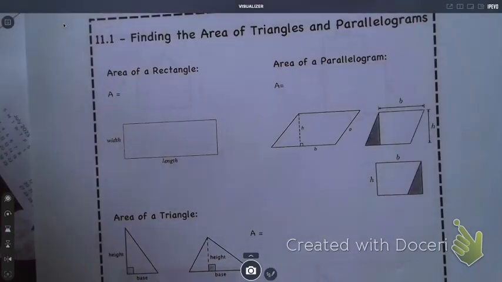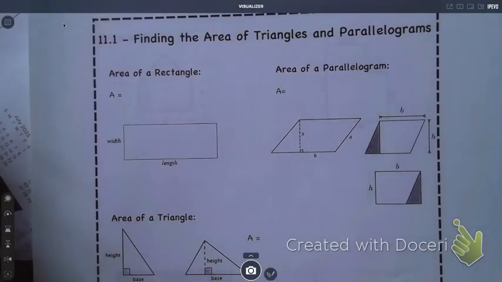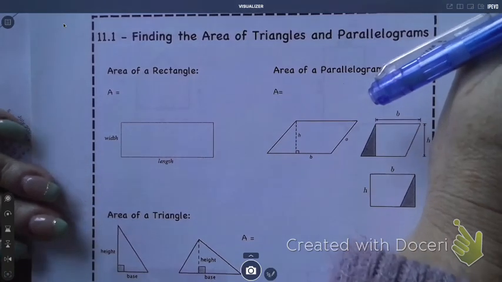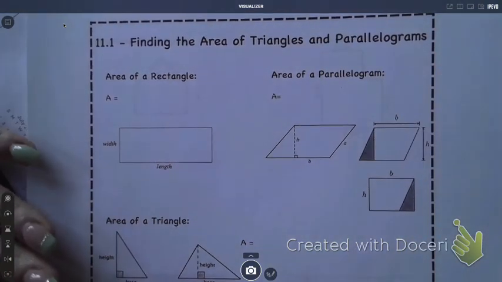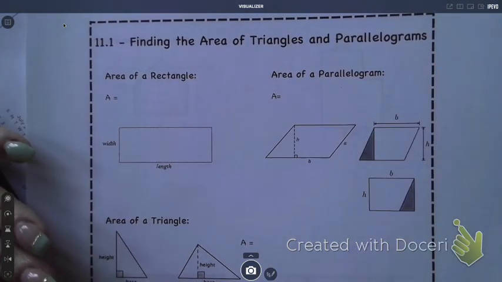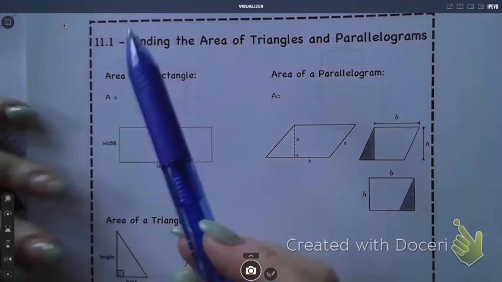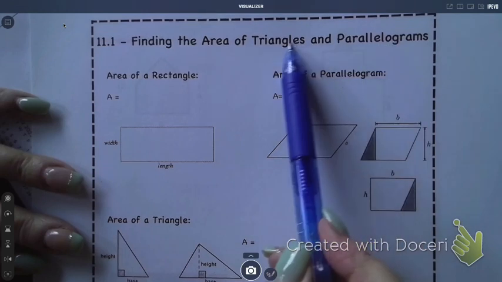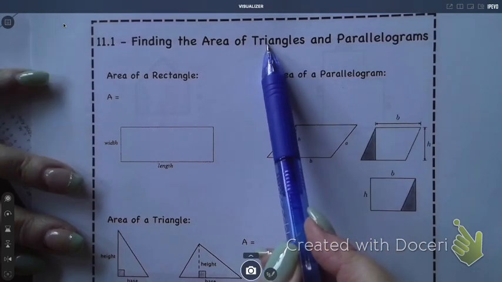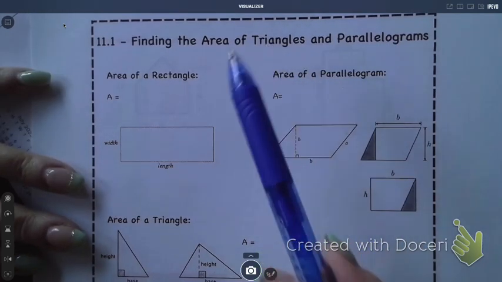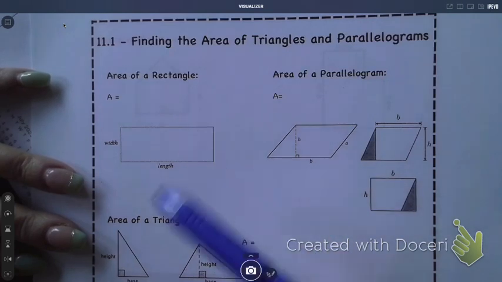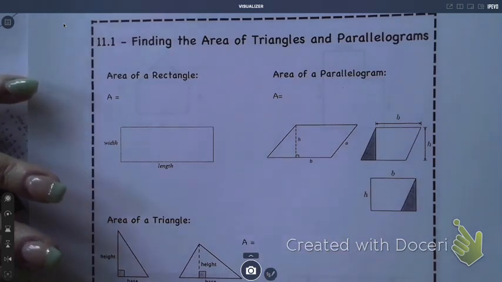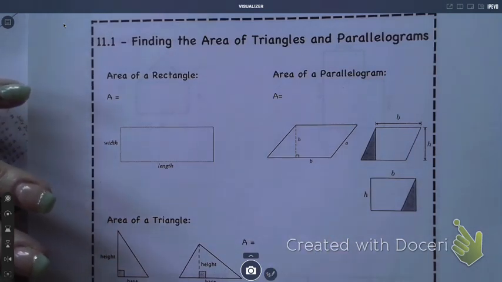Okay, so we're going to start our new unit, our area, and then we'll go on to volume, and then we'll be done with our geometry stuff. So 11.1, finding the area of triangles and parallelograms. Well, a triangle is a three-sided polygon, correct? Yes. So a polygon is a shape, a closed shape. So what we're doing is basically finding areas of different polygons over the next week.